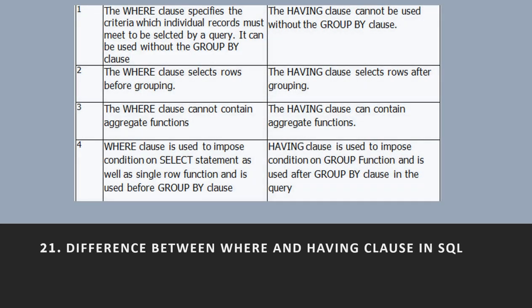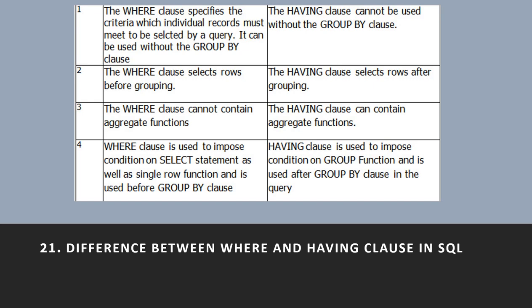What is the difference between WHERE and HAVING clause in SQL? The WHERE clause specifies the criteria which individual records must meet to be selected by the query. It can be used without the GROUP BY clause. The HAVING clause cannot be used without the GROUP BY clause. The WHERE clause selects rows before grouping. The HAVING clause selects rows after grouping.